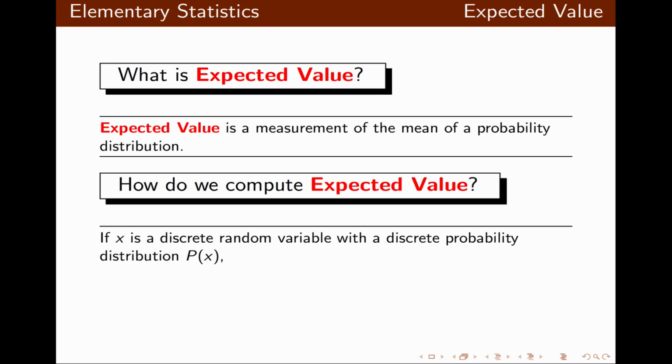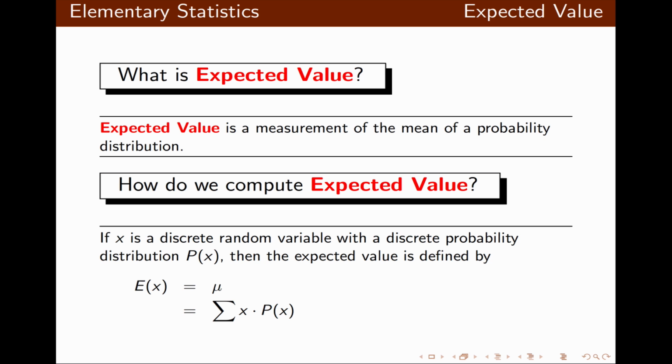If we assume that x is a discrete random variable with the discrete probability distribution p of x, then the expected value is defined by mu, which is the summation of x times p of x.